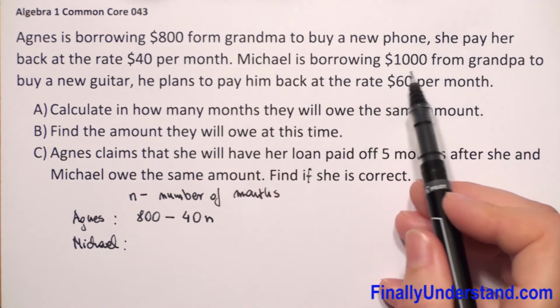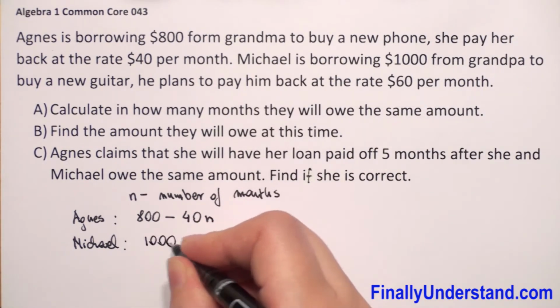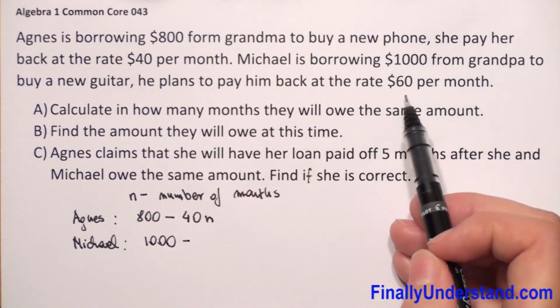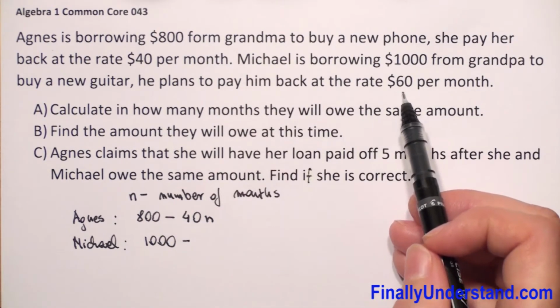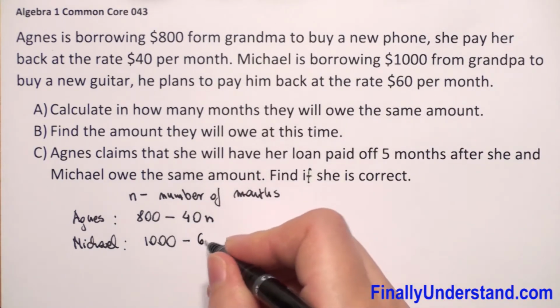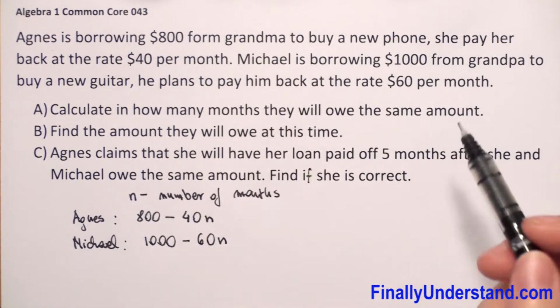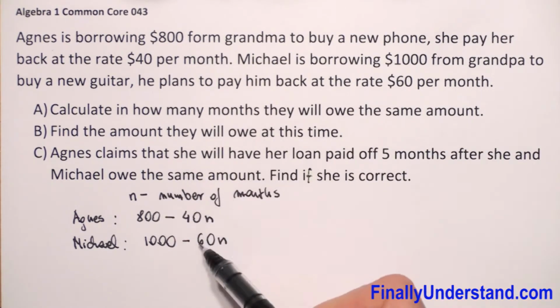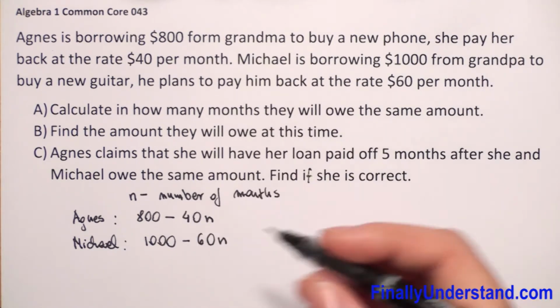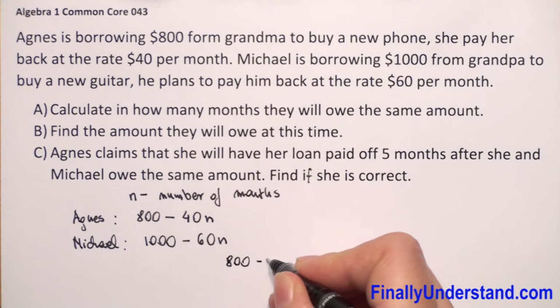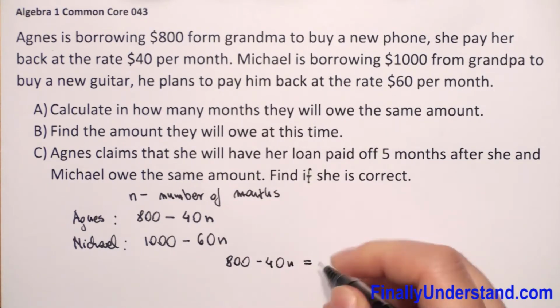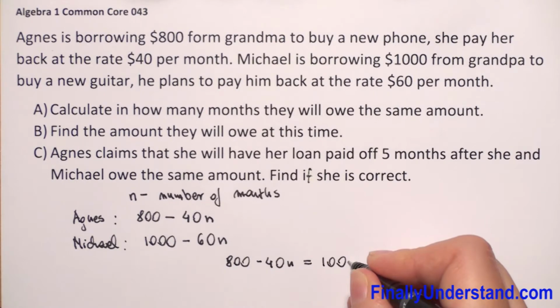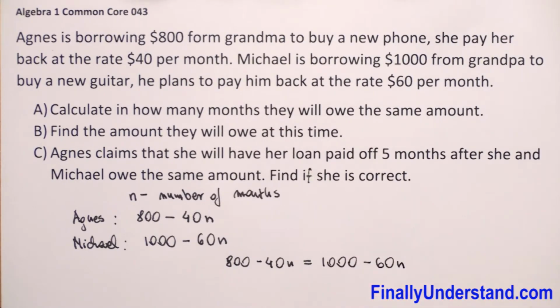And Michael, he borrowed $1,000. So from 1,000 we have to subtract, and he pays 60 per month, so 60 times the number of months. Because we have to find in how many months they will owe the same amount, we have to compare these two expressions. So 800 minus 40n will be equal to 1000 minus 60n. When we solve this equation, we will find the number of months.